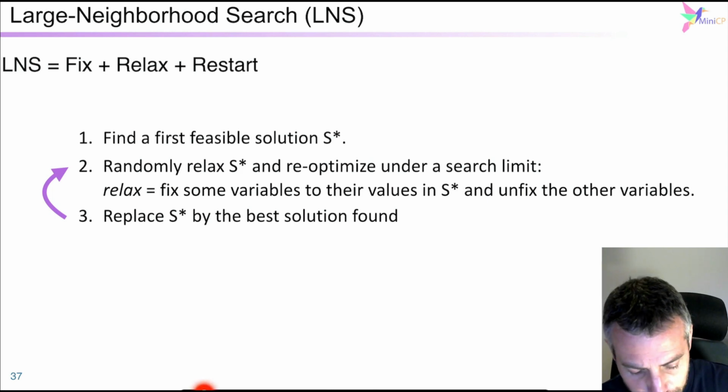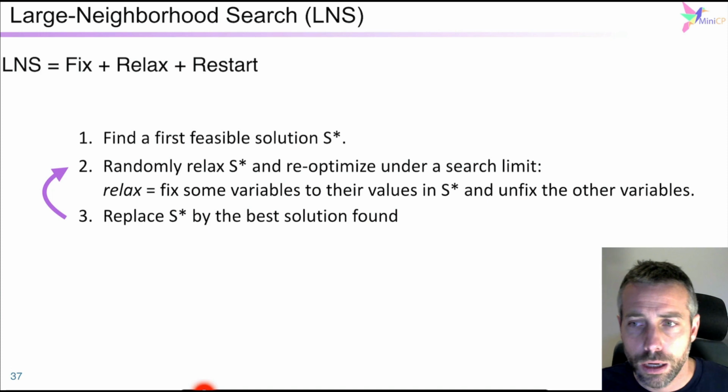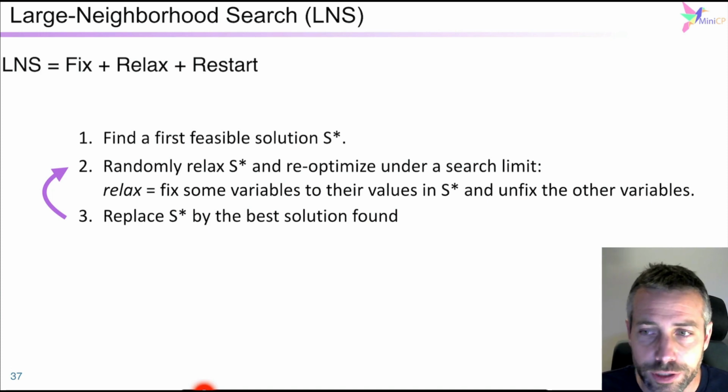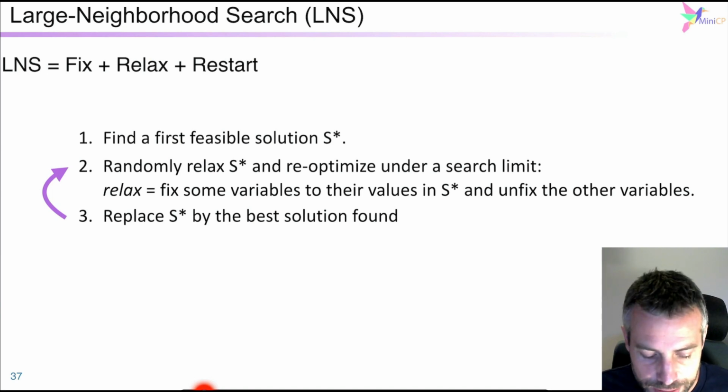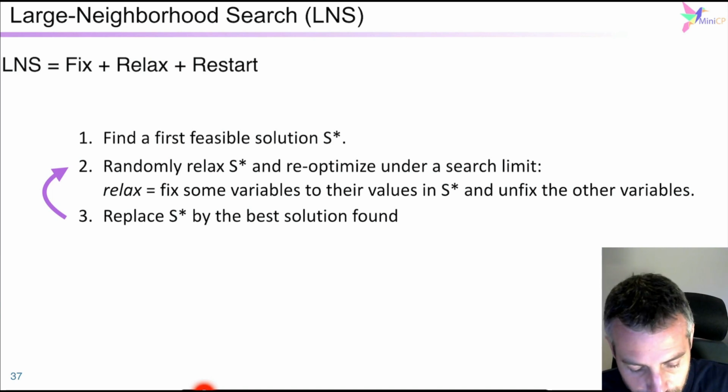First, you find a first feasible solution. Depending on the problem, it might be already difficult to find a feasible solution. But if you think about, for instance, a traveling salesman problem and the graph is pretty dense, that's not so much an issue to find a feasible solution. You can even use a greedy algorithm to find the first feasible solution.